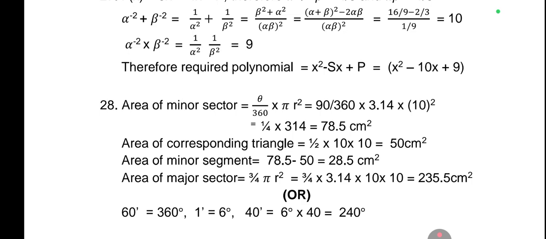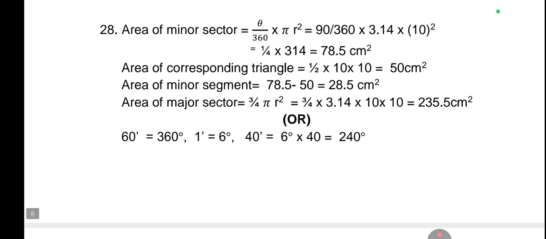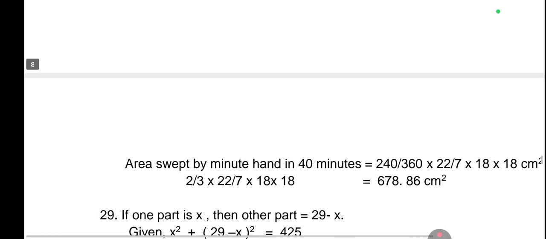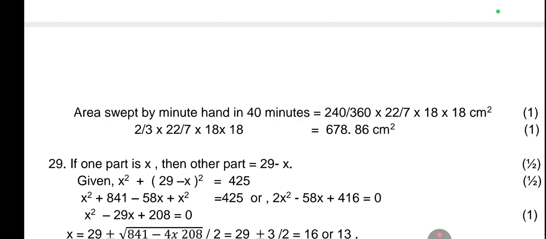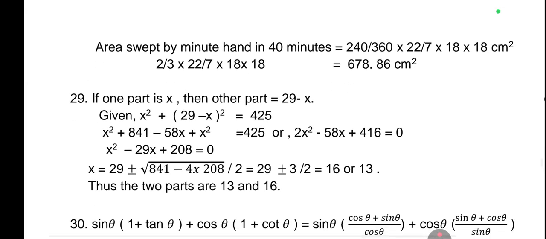235.5 centimeter square is major sector minus segment 28.5. A book sum, literally this is the book sum. 28, and minutes they have given, so 60 minutes is 360 degree, 1 minute is 6 degree, 40 minutes they ask, 240 degree. Usually this 240 degree concept they don't ask, but it's easy now. So substitute and get the answer 678.86.